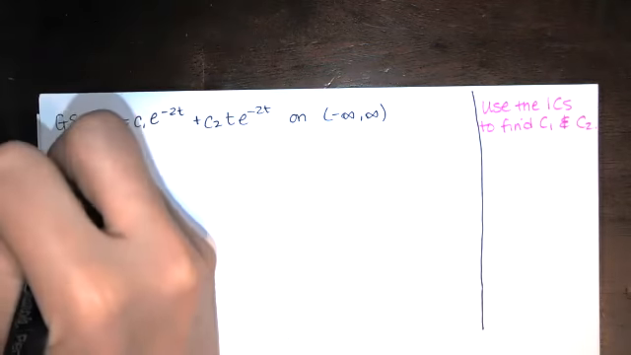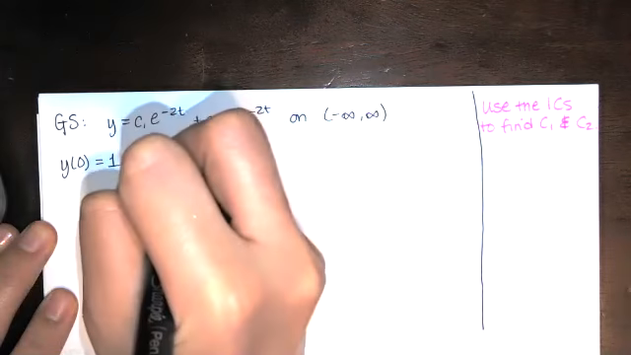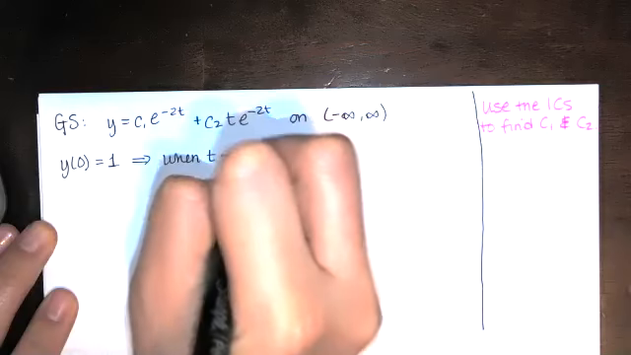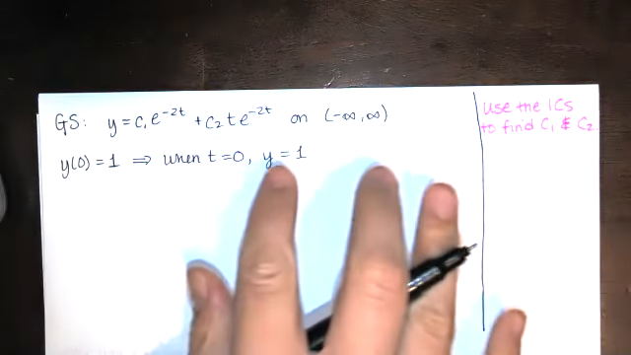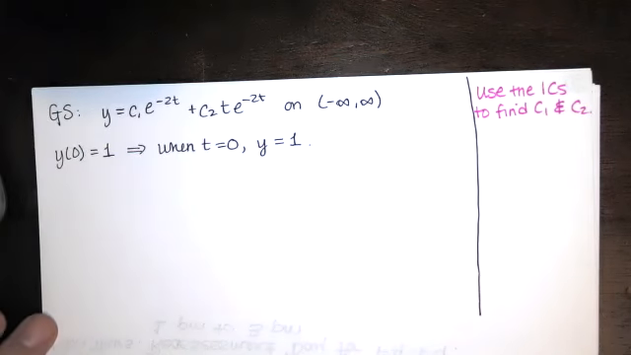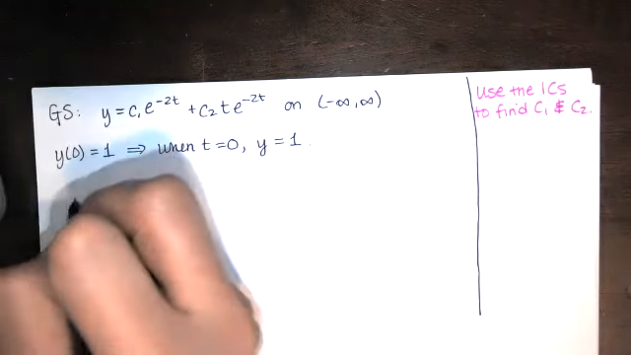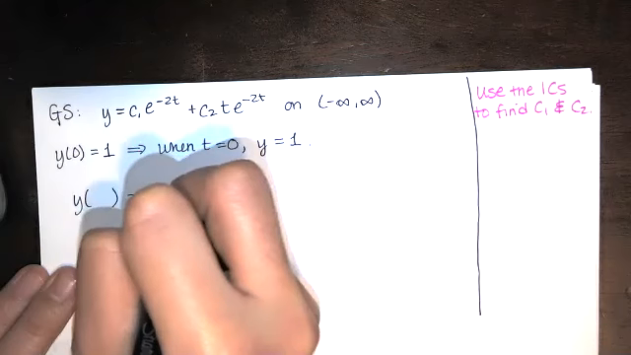So we've got this first initial condition, y of 0 equals 1. That means that when t equals 0, y is equal to 1. So we can use this to find one of these constants, or at least find a relationship between c1 and c2 that has to be satisfied. So we'll evaluate at t equals 0.